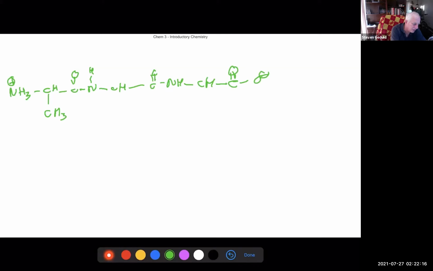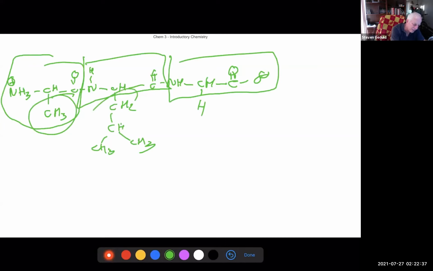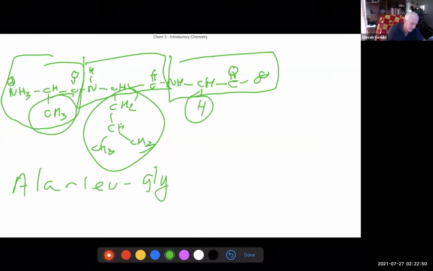On one we have CH3, on this other one we have CH2, CH, two CH3 groups, and here we have a hydrogen group. Again, this chain is always going to be this repeating unit right here, and it's going to repeat and repeat and repeat. The only difference is the R group that's attached. If you look at the amino acid group, this is alanine, ALA, which is CH3. The CH2, CH, CH3, CH3 is leucine, LEU, and hydrogen is glycine. So that's an amino acid chain of alanine, leucine, and glycine.